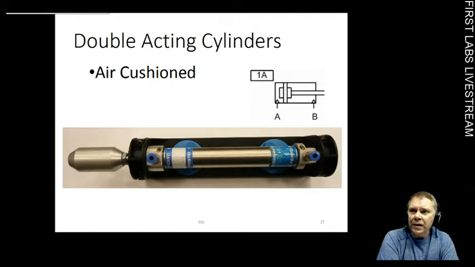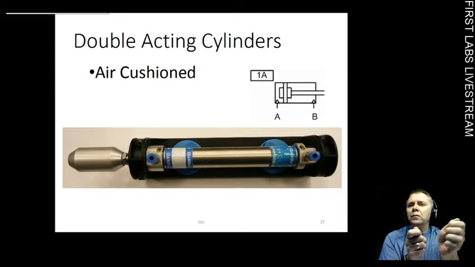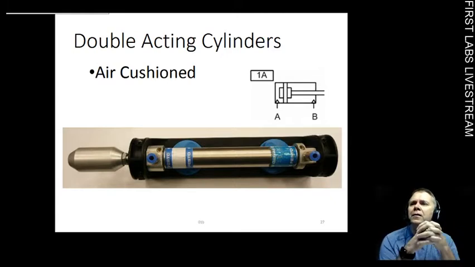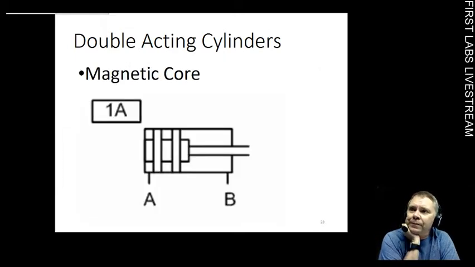And there's an example of another symbol with air cushioning on it there, and there's a cylinder. If you pull that cylinder out by hand, you would notice at the end of its travel, it kind of has a cush to it, like it lands in a soft air cushion. So in most cylinders nowadays, they have some form of air cushioning.